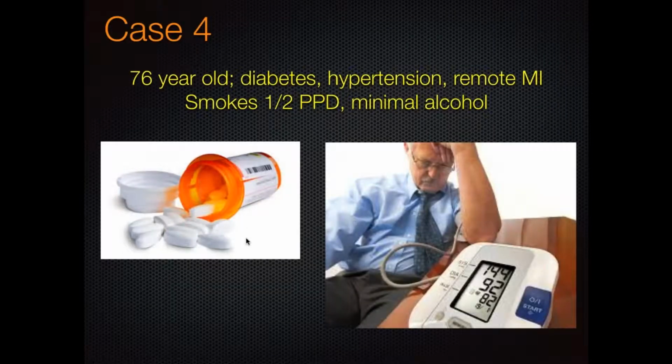I'm going to go over our last case here. So what we have is a 76-year-old gentleman with a history of diabetes, hypertension, and remote MI. He smokes half a pack a day and drinks minimal alcohol. You're seeing him in the office. We're back in the office now for hypertension.